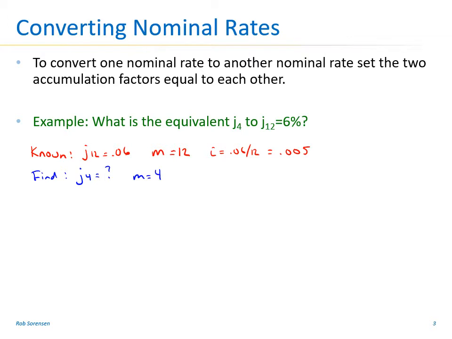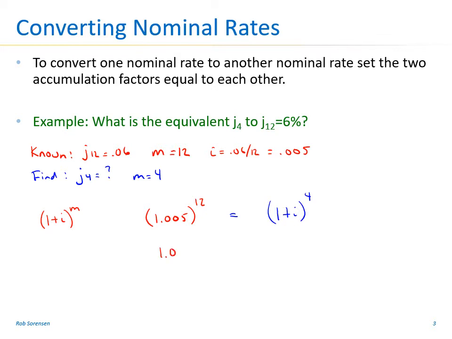Well, let's go ahead. For the first one, for the known one, I've got 1 plus I to the power. I'm going to use this little formula here. So for the one I know, I've got 1.005 to the power of 12. Now for the one that I don't know, I've got 1 plus an unknown I, don't I, to the power of 4. I could set these things equal to each other. How do I get little I all by itself? Well, let me show you.